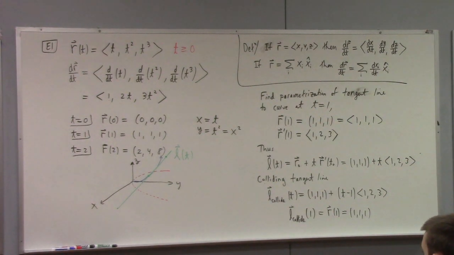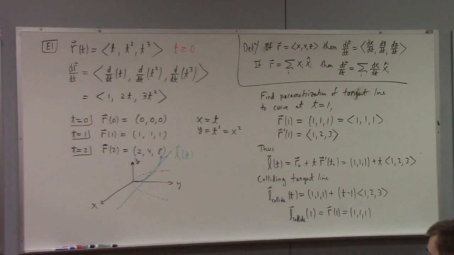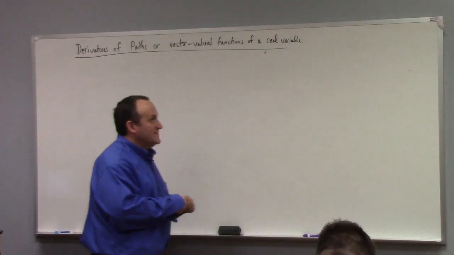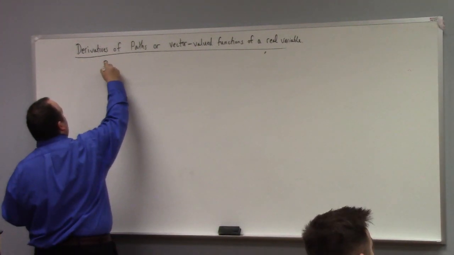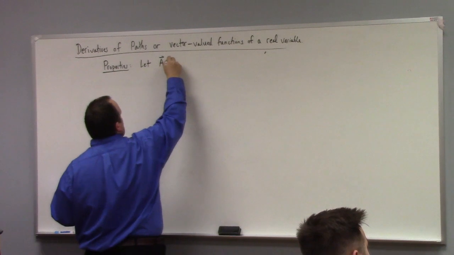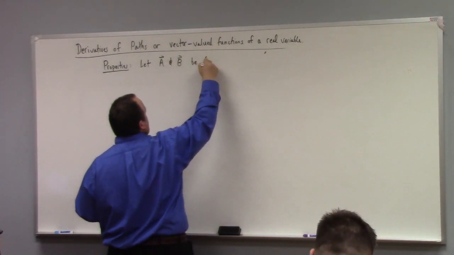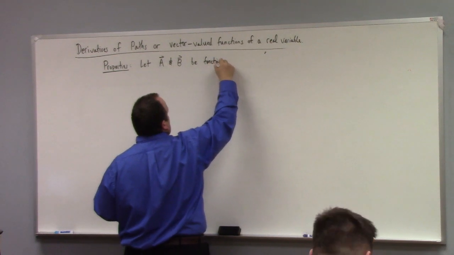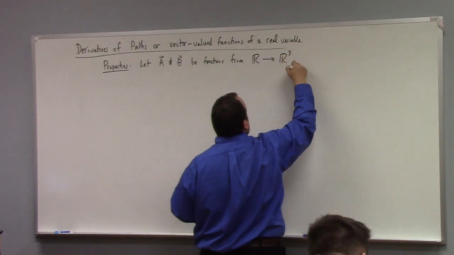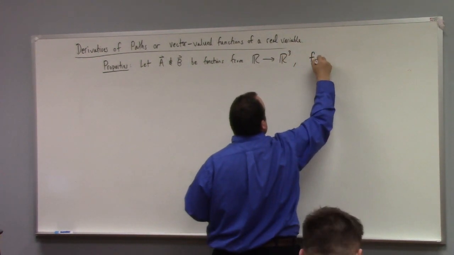All right, let me erase this over here. So let's set aside the geometry for a second and just talk about the calculus. The calculus is so nice. So let A and B be functions from the reals to R3, for the sake of specificity. And let F just be a function from the reals to the reals.